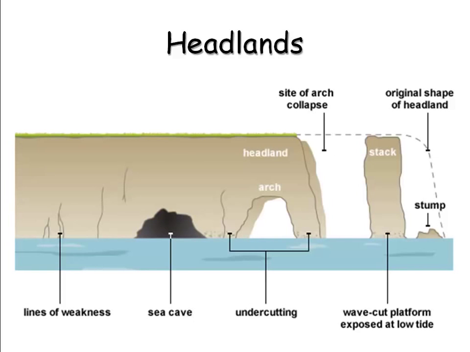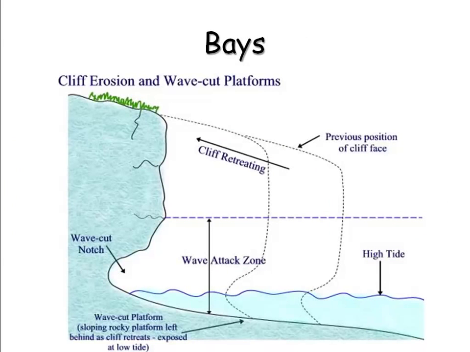So that's how headlands erode. The sequence goes crack, geo, cave, arch, stack, stump, with blowholes going off at a branch, I suppose, from cave as another possible pathway that the erosion could take.